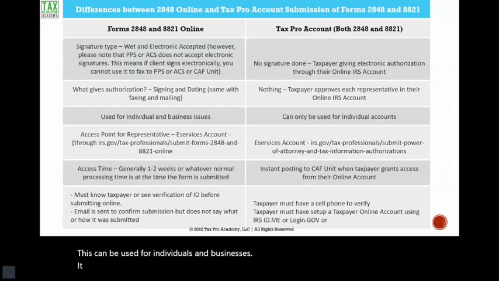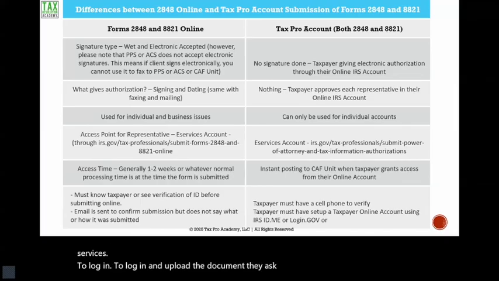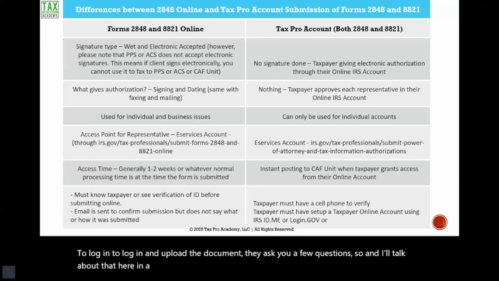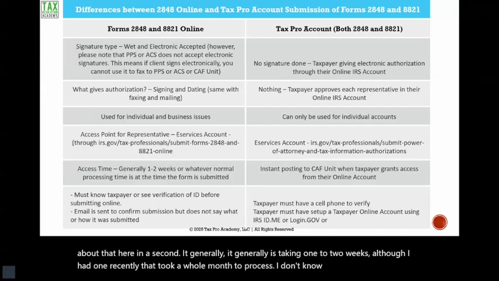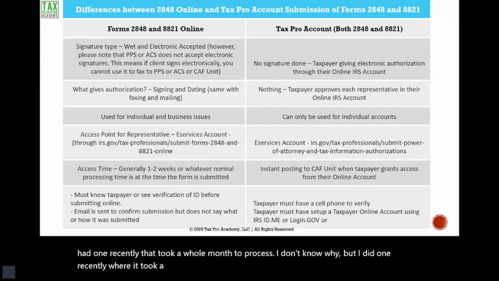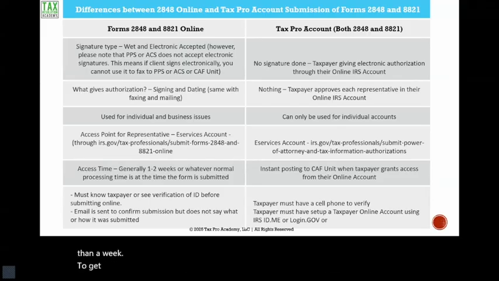It is the access point for the representative. You're going through e-Services to log in and upload the document. They ask you a few questions, and I'll talk about that here in a second. It generally takes 1 to 2 weeks, although I had one recently that took a whole month to process. I don't know why, but I did one recently where it took a couple of weeks, and I did another one just recently that was less than a week to get up for me to be able to access transcripts.